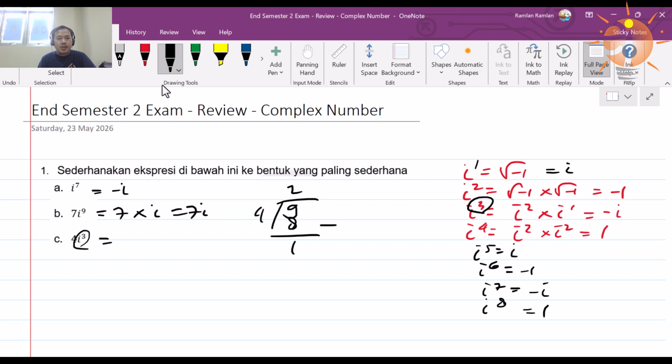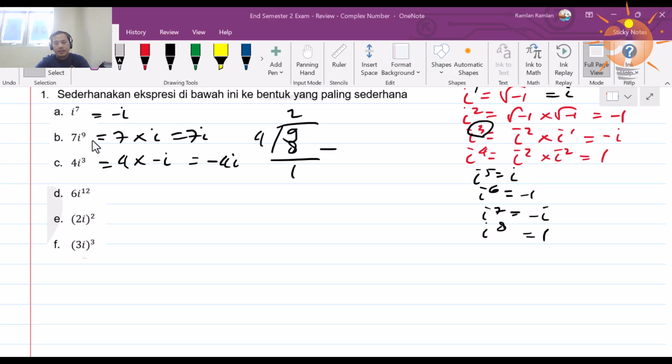Now the same thing here. We have i to the power of 3, and we know that i to the power of 3 is negative i. So it's the same as 4 times negative i, which is just negative 4i. Okay, so the same thing for question c here, 6i to the power of 12. Can you see that 12 is divisible by 4, which means that we have a remainder of 0? So it's a multiple of 4, so that'll be just equal to 1 for this i to the power of 12. So this is basically just 6 times 1, which is equal to 6.